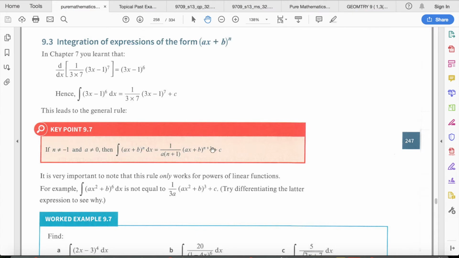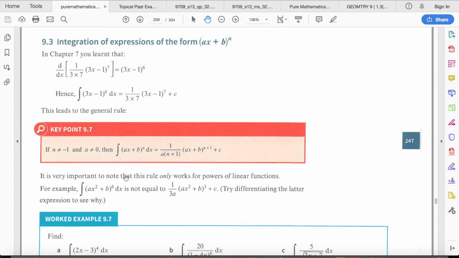Why a? Because if you are going to, for example, differentiate this expression, you should obtain this expression. So when you differentiate this expression, a comes out. So a and a must cancel out each other because there is no a outside brackets here. Then n plus 1 also you have in the denominator. Why? Because when you differentiate this expression, the power comes down, then n plus 1 cancel out each other. As you see, there is no n plus 1 before brackets. So these elements will cancel out each other. Then ax plus b to the power of n plus 1 minus 1, which becomes n. So it will be exactly this.